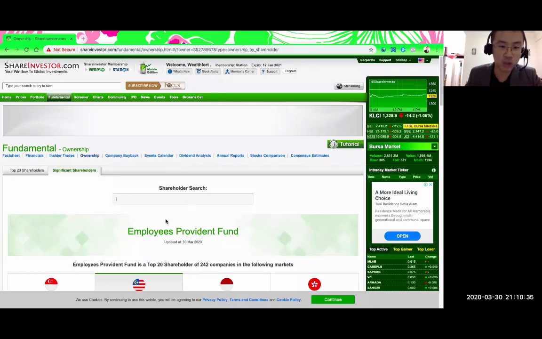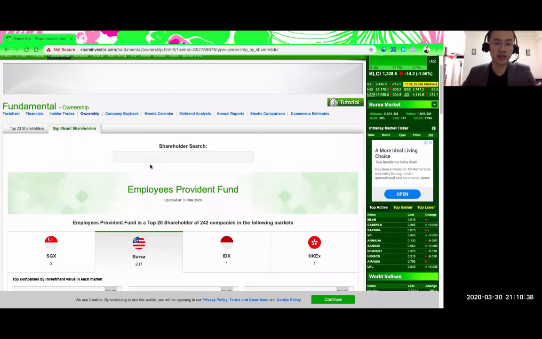Now you can search, but only the top 20 shareholders will appear here. You can't randomly find, if you put your name here like Tan Ah Kao, you cannot find it because you're not a top 20 shareholder. If you're a top 20 shareholder, you will appear in this sheet.